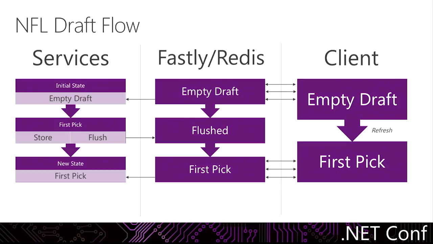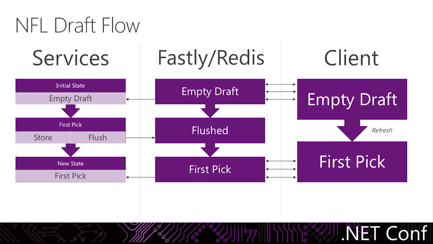That next client is like, oh, I need to see what the draft data is. It goes to Fastly, which will then go back to the services, and it sees, oh, here's what the data you need, and it'll have that first pick populated. That goes back and is stored in Redis, and then Fastly actually caches that data, depending on what our TTL was. And then it goes back to all subsequent clients.